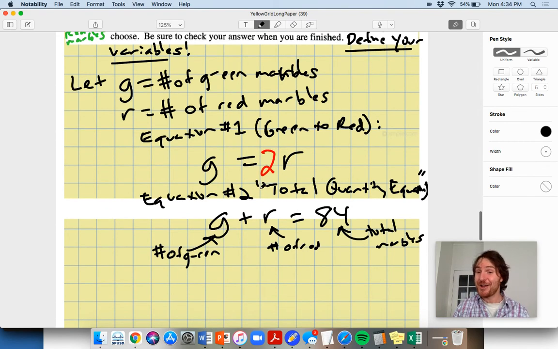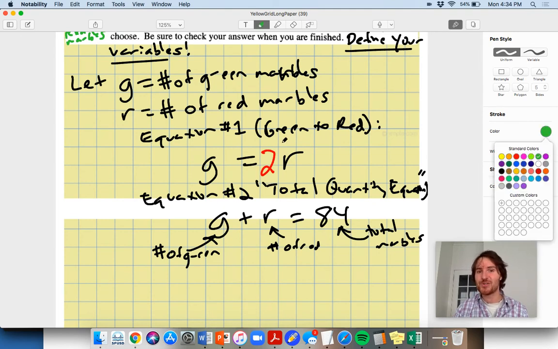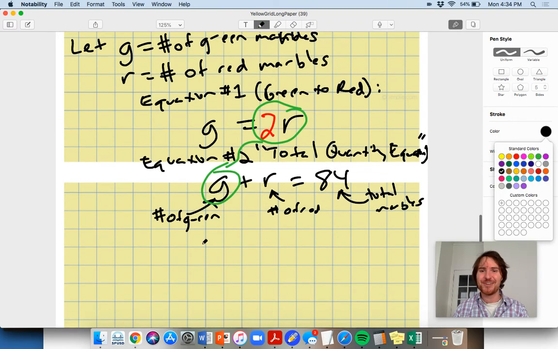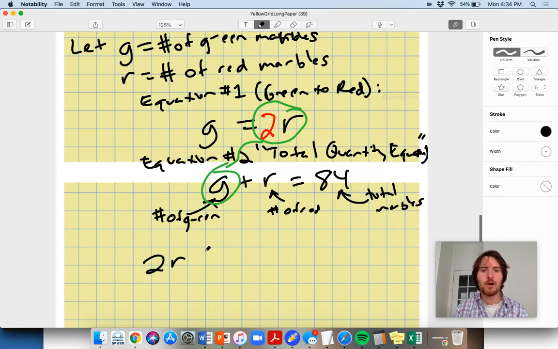Okay, so now we need to solve this, right? We have equation number 1, equation number 2. G's isolated on the first one, so you know what that means by now. Let's replace G with 2R. Let's solve by substitution. So we get 2R plus R equaling 84, and this is going to be really easy to solve. Combine like terms right here. We get 3R equaling 84.